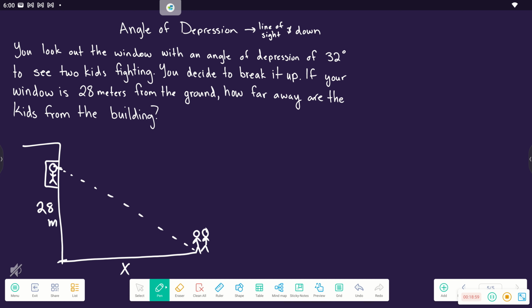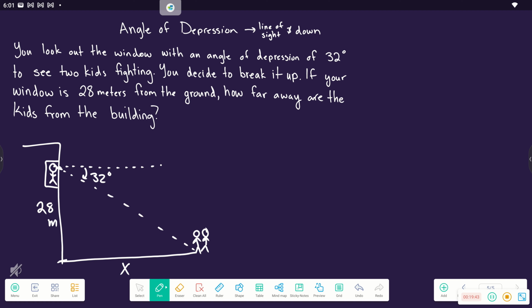Now we were also given an angle of depression. Now, angle of depression. Currently, to see these kids, we have to look down. Our angle of depression is not this angle, okay? Our angle of depression is based on if I was looking straight ahead and how much I have decreased, okay? So this is our angle of depression, 32 degrees. If I was looking straight ahead and then I look down, that change is our angle of depression.